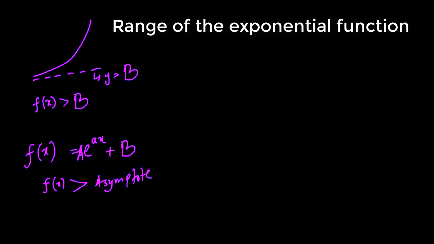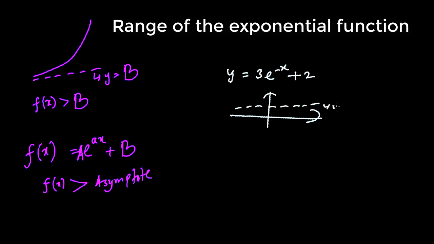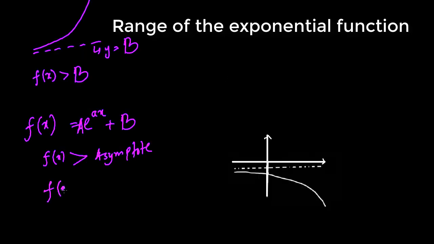Sometimes the picture could be like this. It could be y equals 3 e to the power minus x plus 2. Now in this case, plus 2 means the asymptote is this 2. So y equals 2 is the horizontal asymptote. This is where we are focusing. And e to the power minus x means reflection in the y-axis, so the picture would be like this, in this direction. Either way, because the picture is above the asymptote, the range is f(x) greater than 2. If the picture was below the asymptote, it would be f(x) less than the asymptote.